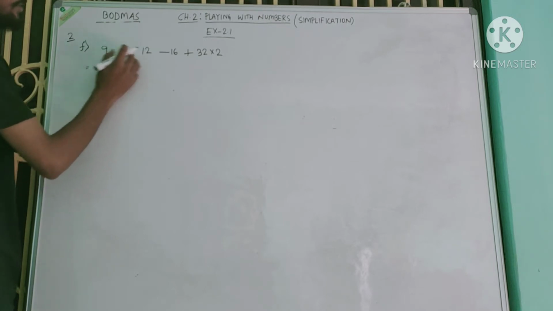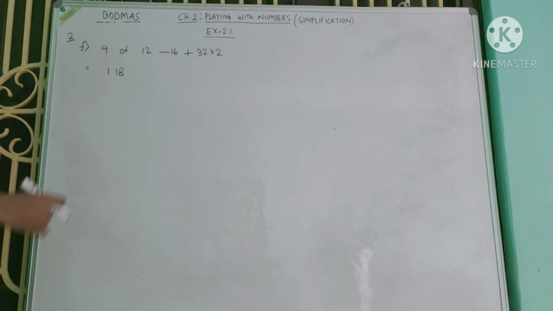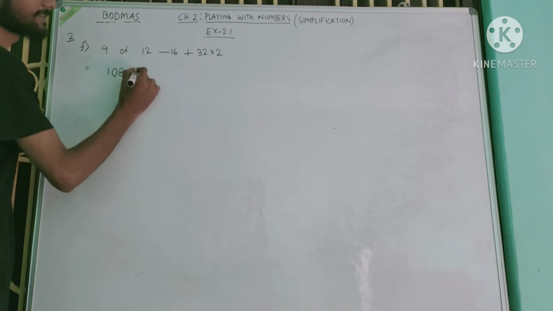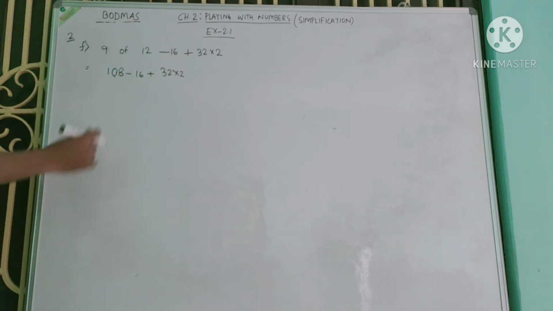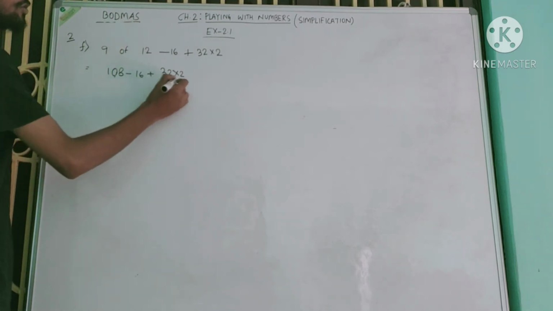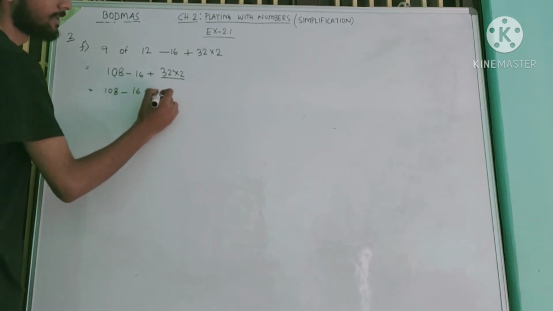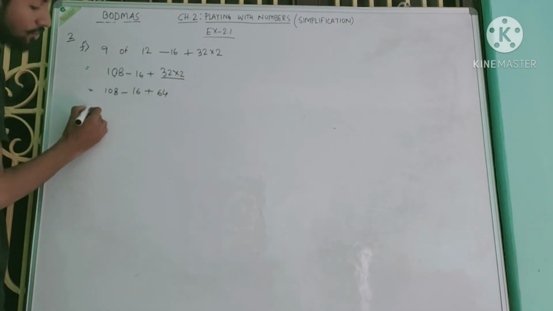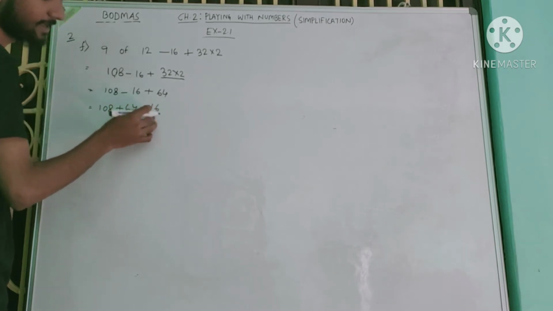So 12 into 9 is 108. Then minus 16 plus 32 into 2 will remain the same. Now what do we have to do? M. This is multiplication. So 32 into 2 is 64. Now here is plus, here is plus. So keep it in the same place. And then minus should be here.